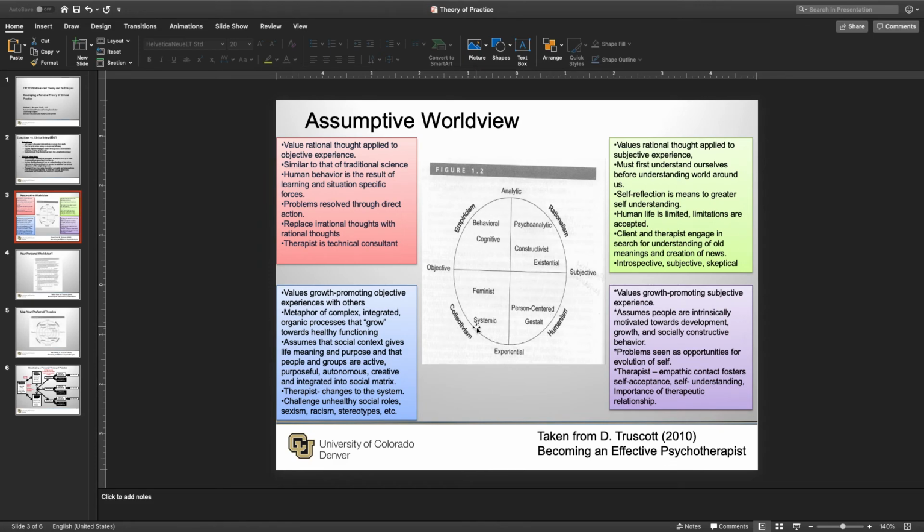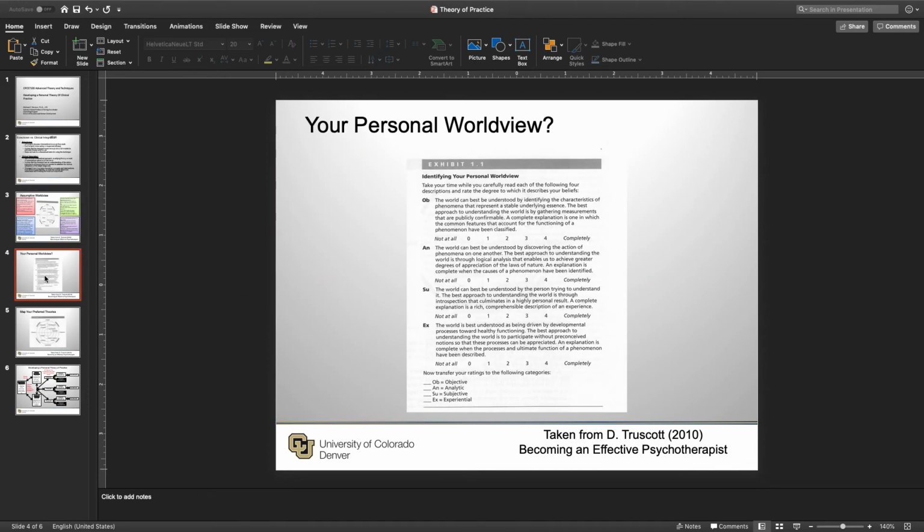And if you have any question about that, I've included an assessment that Truscott included in his textbook that would ask you to read each of these and score where you fall: you don't believe in that at all, or you completely believe that.